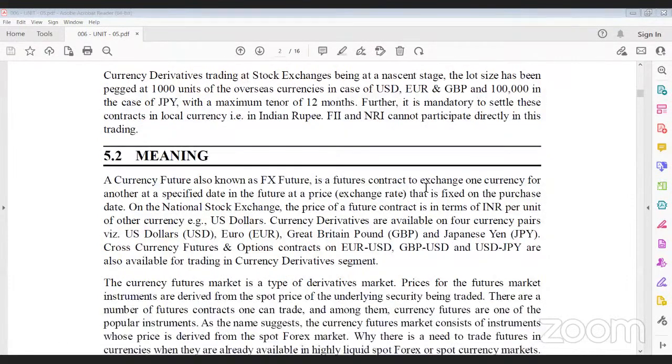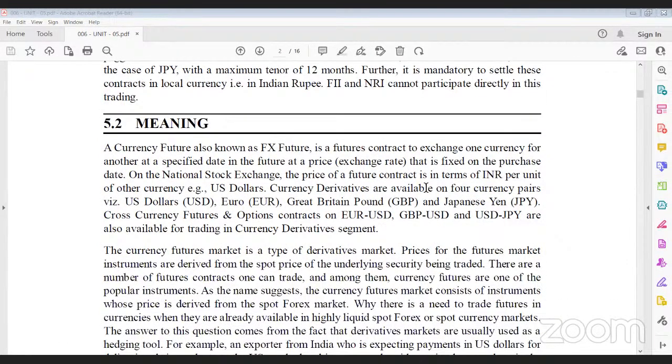Let's see in detail the meaning of currency futures. Now this currency future is also most popularly referred to as FX futures. This is an exchange of one currency on a specified date. Here, date plays an important role. On a particular date for a particular price. That price we call a future price or exchange rate, which is already fixed. And this we are going to exchange on a future particular date.